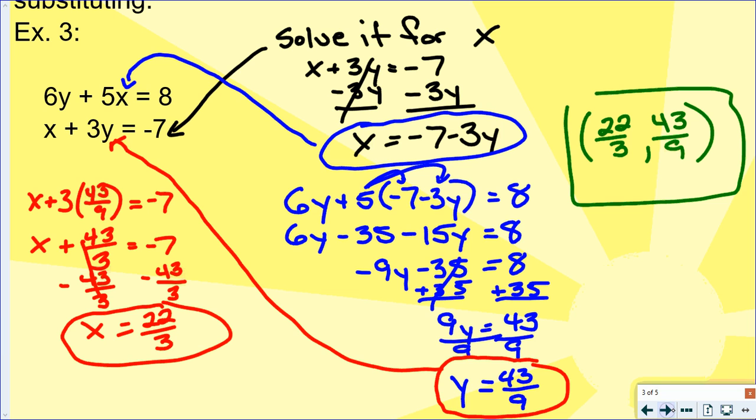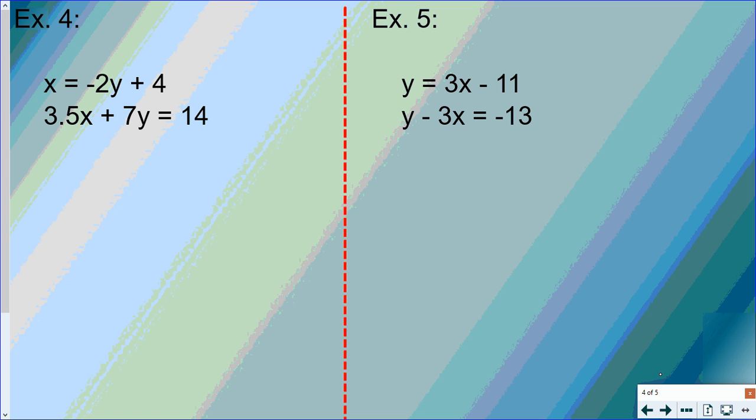All right. So I have lots of examples here for you, okay? Now, this one is already solved for x, so that's a nice thing. So now I just have to take this and plug this in for x in the other equation. So I'm going to plug that in here. So x is equal to that. So I'm going to plug that in for x.